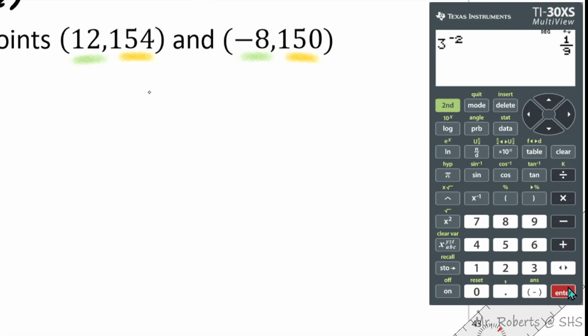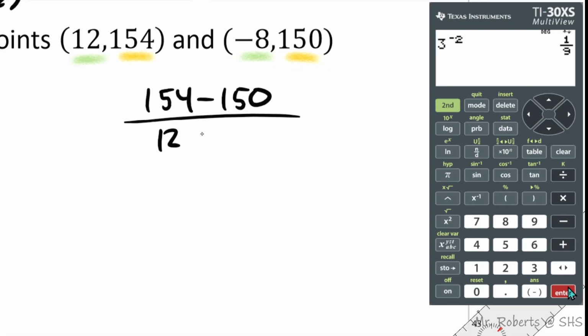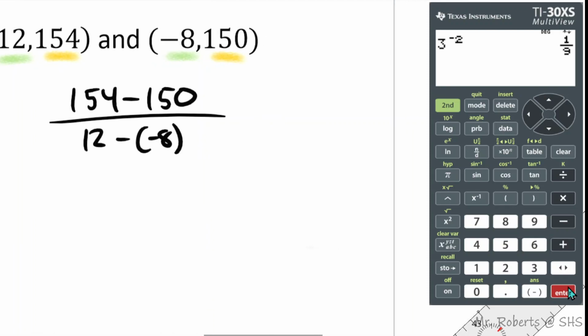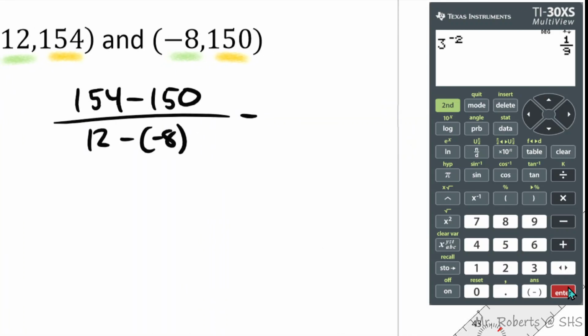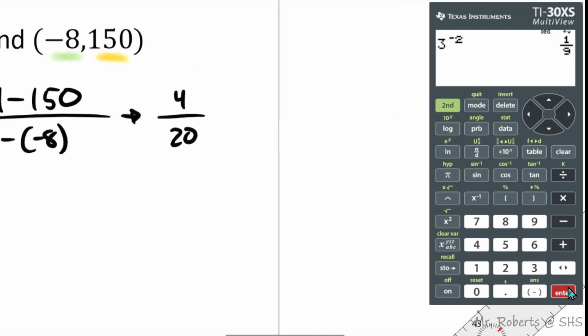So I can take, for example, 154, that's the first point listed, minus 150. And in my denominator, I would do 12, that's the first point listed again, minus a negative 8. I'm not great with this, right? I always am worried, but actually I think I can do this arithmetic. 154 minus 150 is 4. And then 12 minus negative 8 is 20. It looks like I'm getting 1/5. Looks like the slope is 1/5, right?